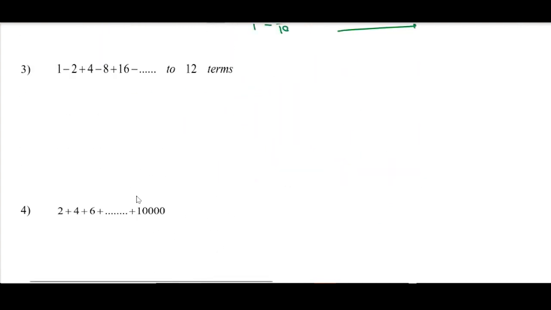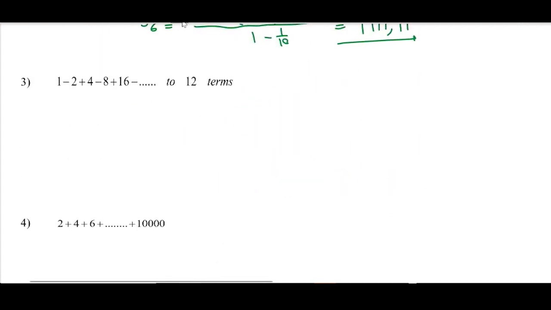Right, let's look at the next one. Arithmetic or geometric? Well, we're not adding a fixed amount. In fact, we are multiplying by a fixed amount. This has a common ratio of -2. Any term divided by the term before it. For example, 16 divided by -8, -2.